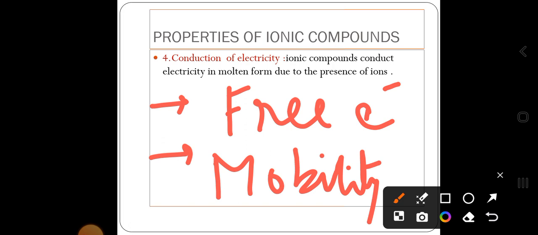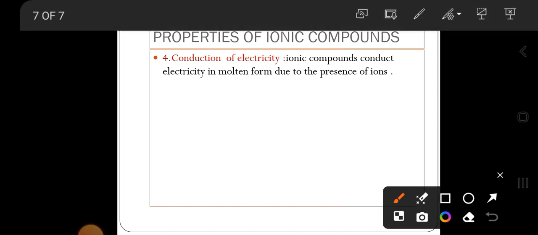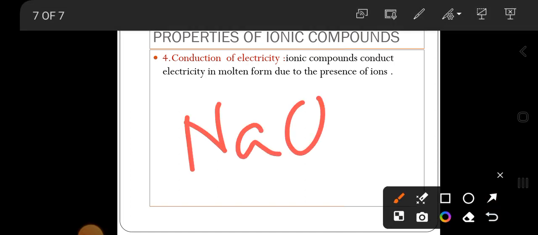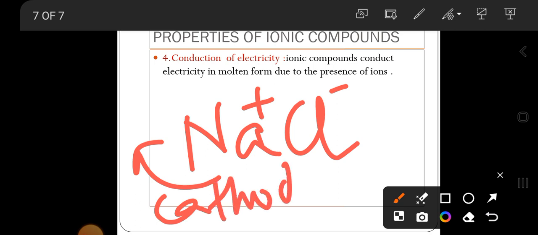Since you already know that when you talk about an ionic compound like NaCl, the compound divides to form Na plus and Cl minus. Na plus moves towards one terminal, called the cathode, and chloride will start moving towards the other terminal, called the anode. Hence there will be complete movement of charge within the electrolytic cell or beaker, and it will conduct electricity.